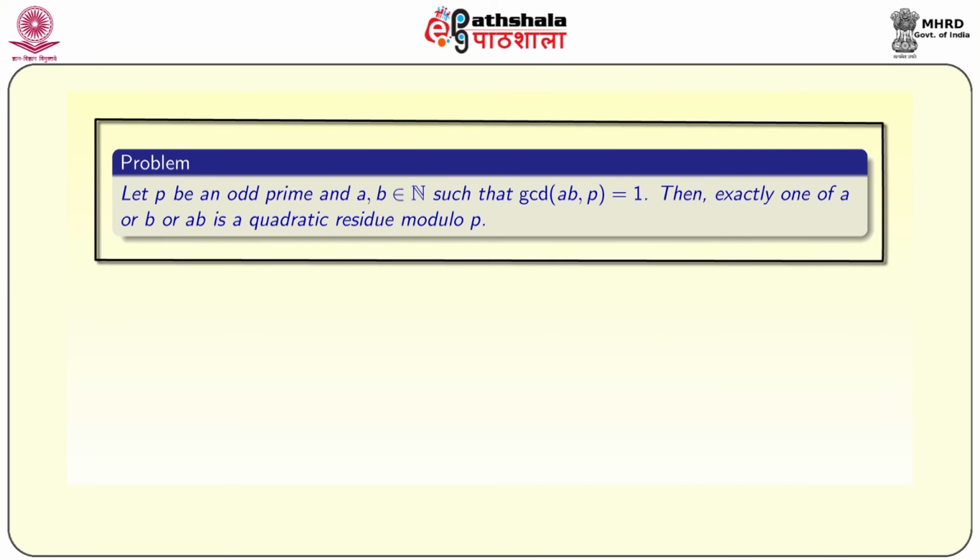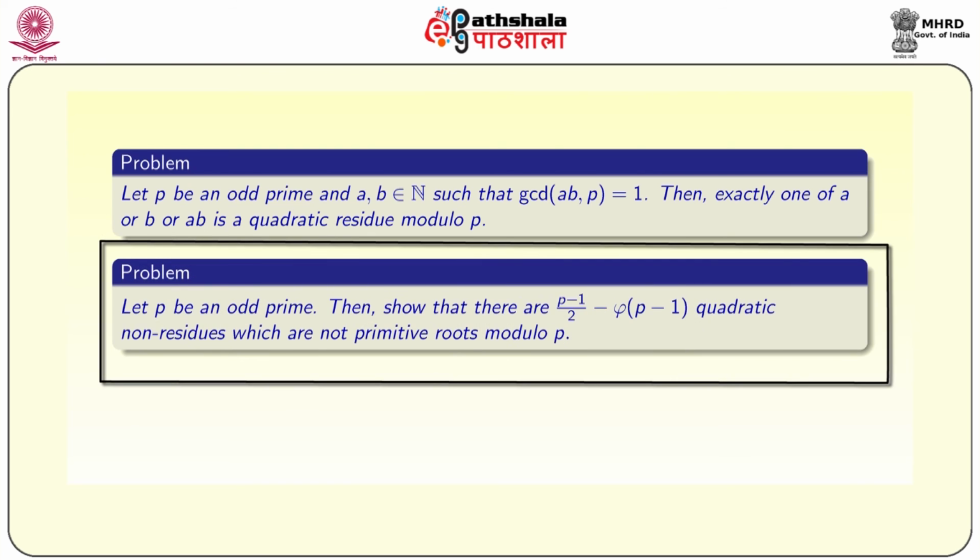So, another problem is: let P be an odd prime and a, b be natural numbers such that GCD of ab, P equals 1. Then exactly one of a, b, or ab is a quadratic residue modulo P. So, this is easy to show, and so we are leaving that as an exercise.